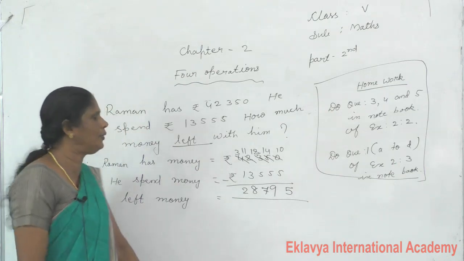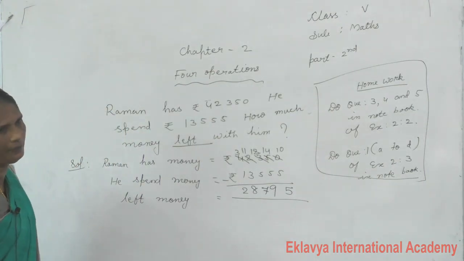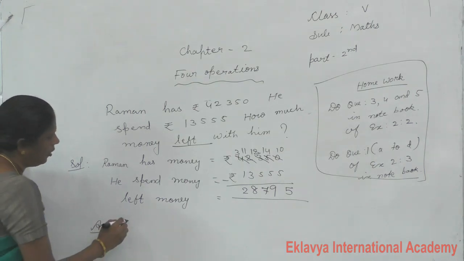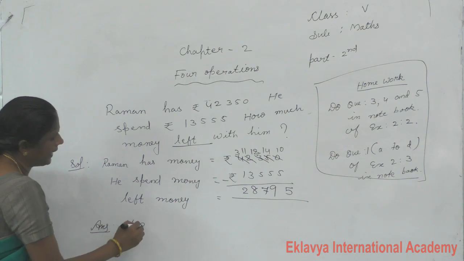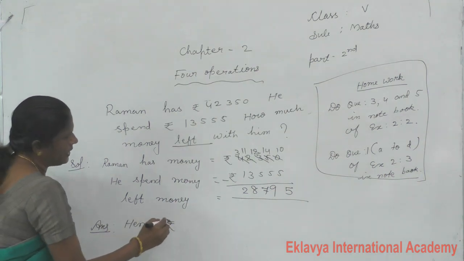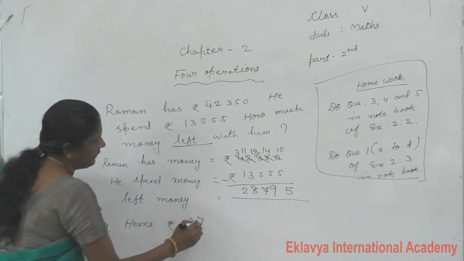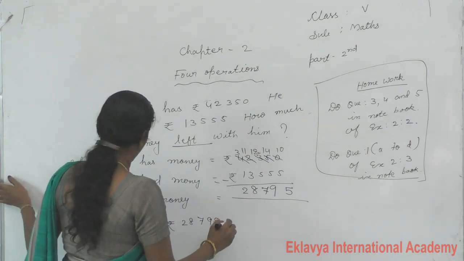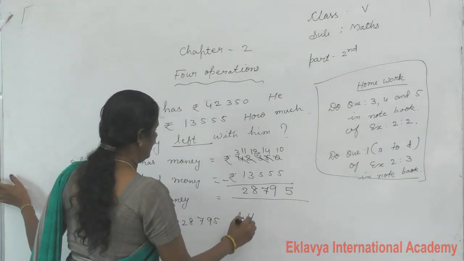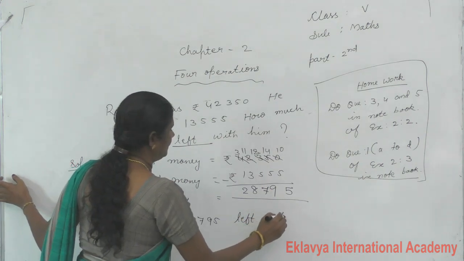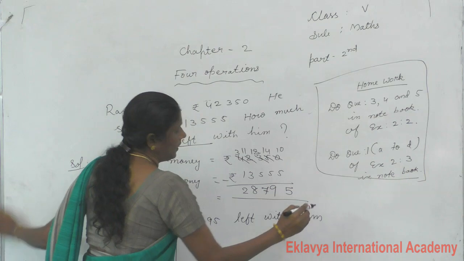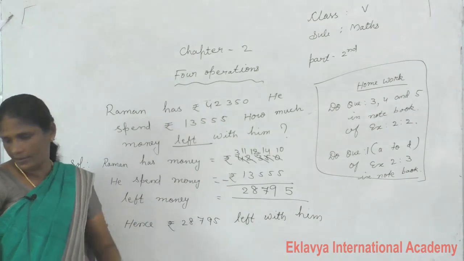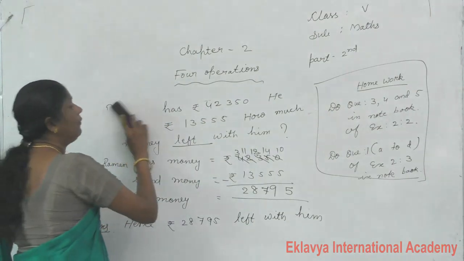What is your answer? 28,795. Then in the final answer, which word do we use? Hence. Hence, rupees 28,795 left with him. Understand solving problems? All students understand? Yes. Next our topic, evaluate.